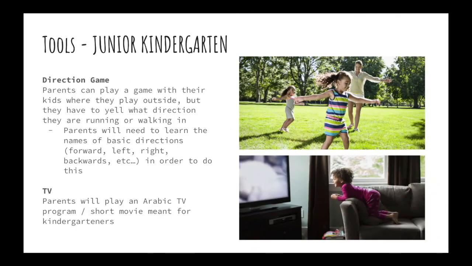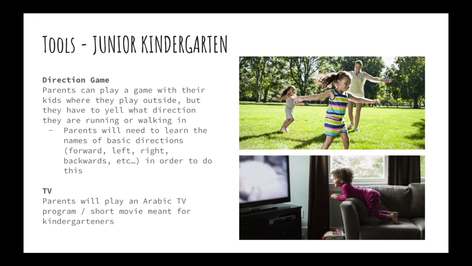There are actually many different exercises that a parent can complete with their child, but I'm going to go over a couple examples for each grade, as well as for junior and senior kindergarten. For Arabic children in junior kindergarten, parents can play a game with their kids where they play outside, but they have to yell what direction they are running or walking in. For this exercise, parents will need to learn the names of basic directions such as forward, left, right, or backwards in order to do this.